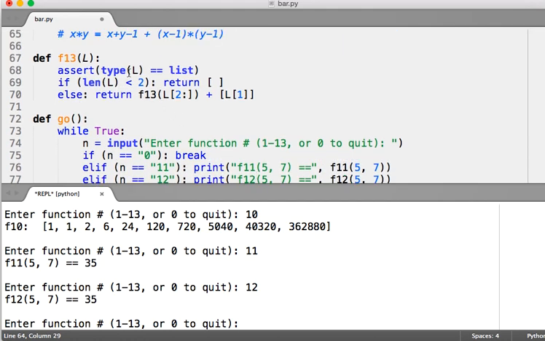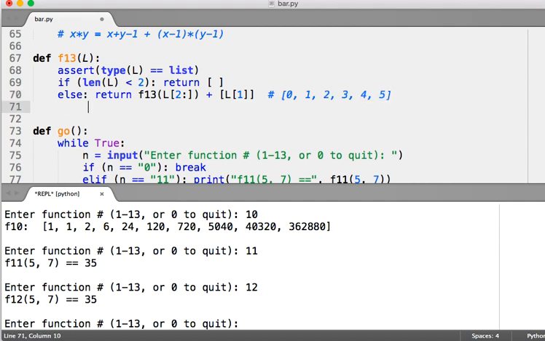So f13 takes in a list. If the list is less than length 2, so 0 or length 1, it just returns an empty list. Otherwise, it recursively calls everything from the element 2 onward, and then appends to the end of that element 1. Element 1 is the second element. So if we had a list like 0, 1, 2, 3, 4, 5, what's going to happen is it's first going to recursively compute off of 2, 3, 4, 5. Okay, let's go ahead and do that.